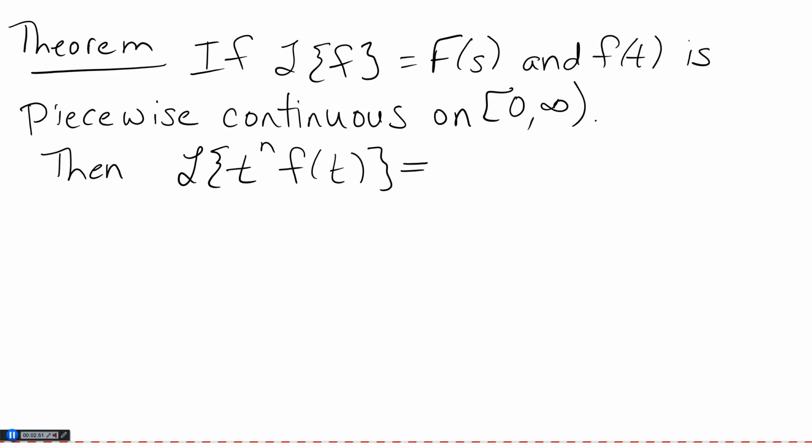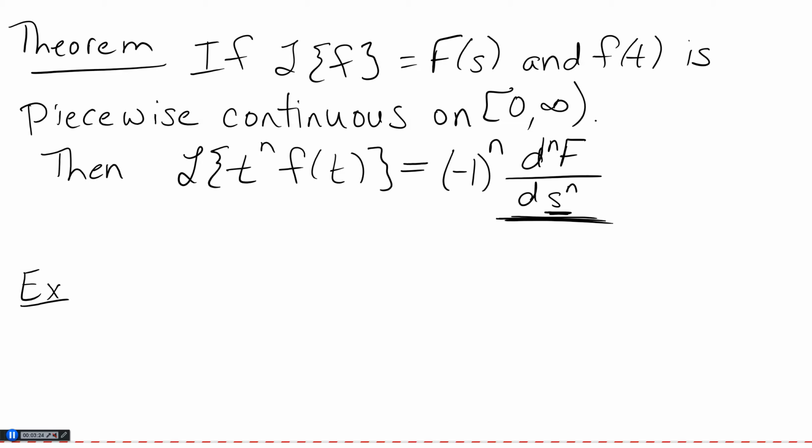What is that? Well, it is going to involve the Laplace transform of my function, but probably not in the way you think. So it's going to be negative 1 to the n, an alternating piece depending on what power I have. And then it's going to be the nth derivative of my Laplace transform with respect to s. Now this is the derivative of the Laplace transform. So remember, it's the derivative with respect to s. It is not the derivative of the original function.